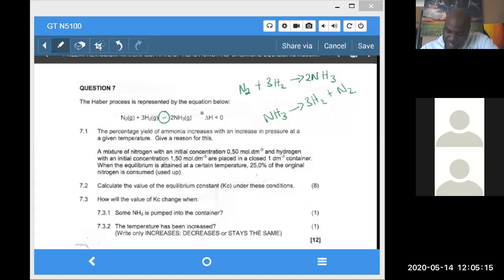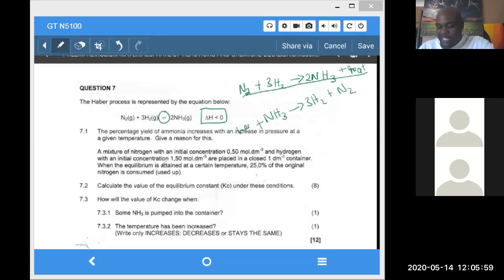What does the delta H mean? There's a delta H less than 0. That's telling you that the forward reaction, meaning this one here, is an exothermic reaction. That is why the delta H is negative. That means it is producing heat. So heat is a product. The forward reaction releases heat to its environment. And that means this reverse reaction must be using up heat.